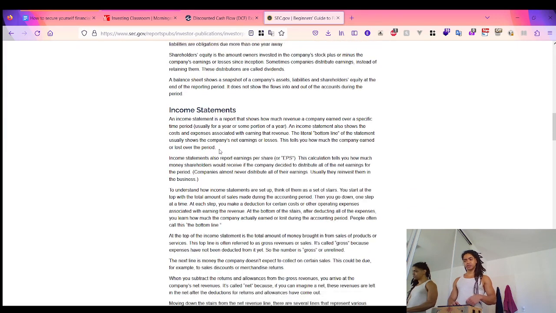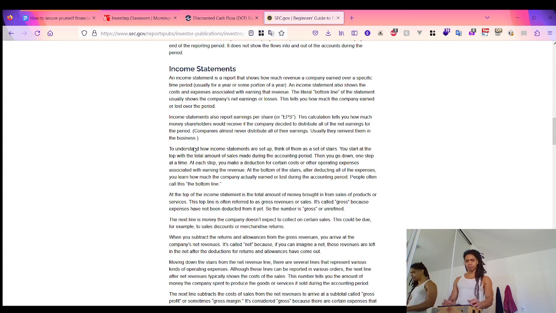Then I look at the income statement. An income statement is a report that shows how much revenue a company earned over a specific time period, usually a year or some portion of a year. So basically, an income statement shows you how much revenue. And when you talk about revenue in Spanish, la ganancia, all right?